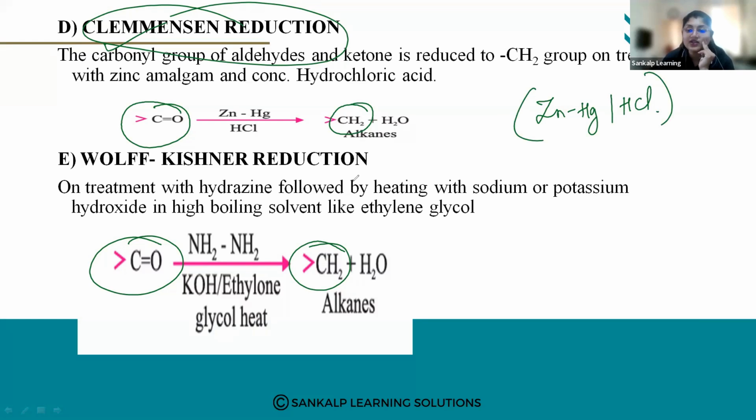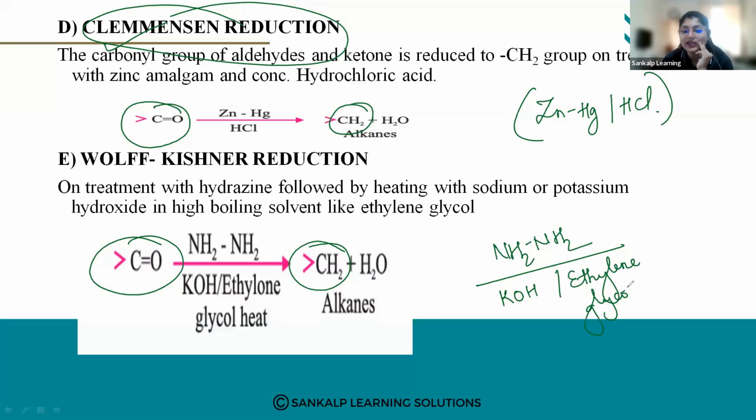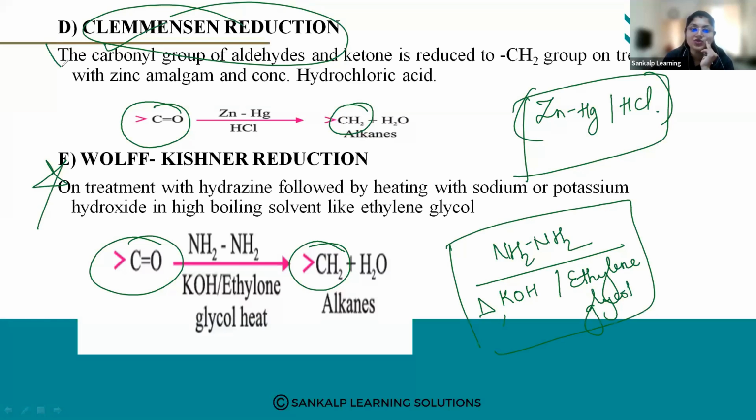And in Wolff-Kishner reduction, which is the reagent used? It is hydrazine. It is treated with hydrazine followed by potassium hydroxide, or you can take sodium hydroxide, in the presence of a solvent like ethylene glycol. It is heated. So this is the reagent. Please remember the reagent. These two named reactions are very, very important. So remember the reactions.